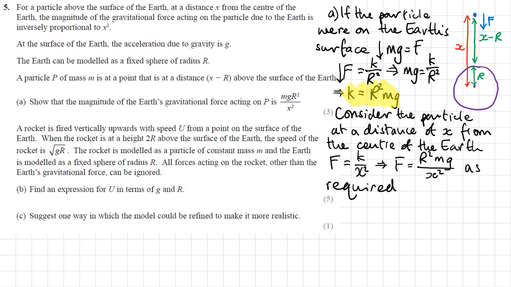I guess the only difference is the way in which I've written this. You could write the mg first and then r squared, but we've shown that the magnitude of the Earth's gravitational force acting on P is this value here.